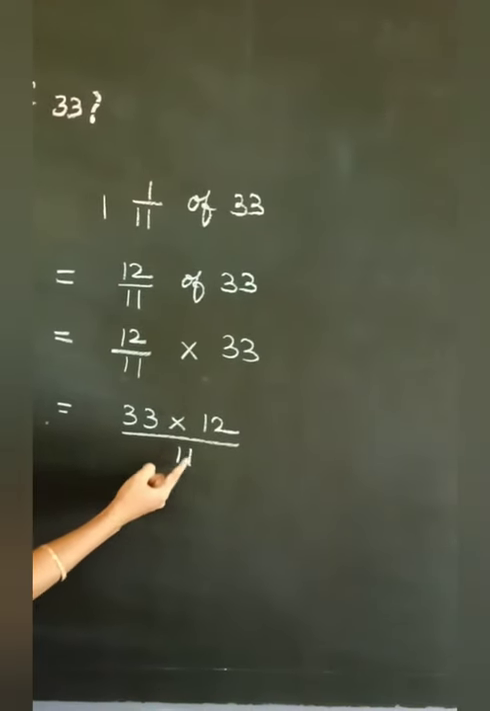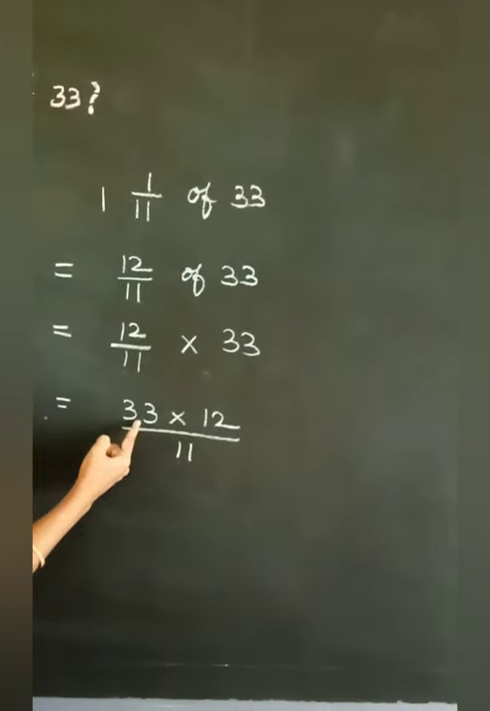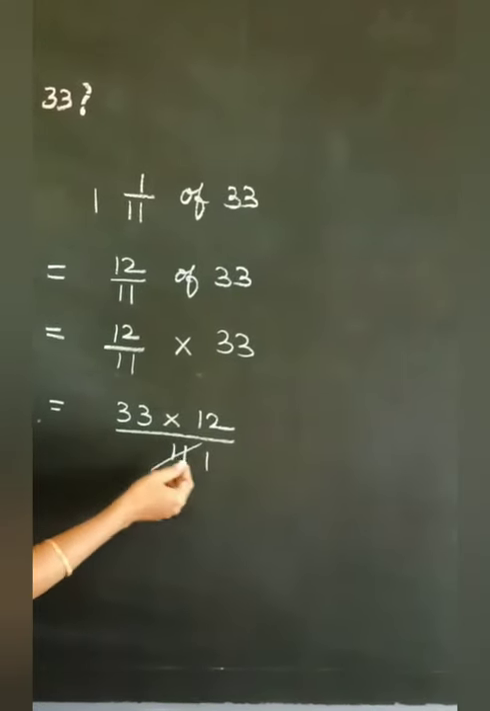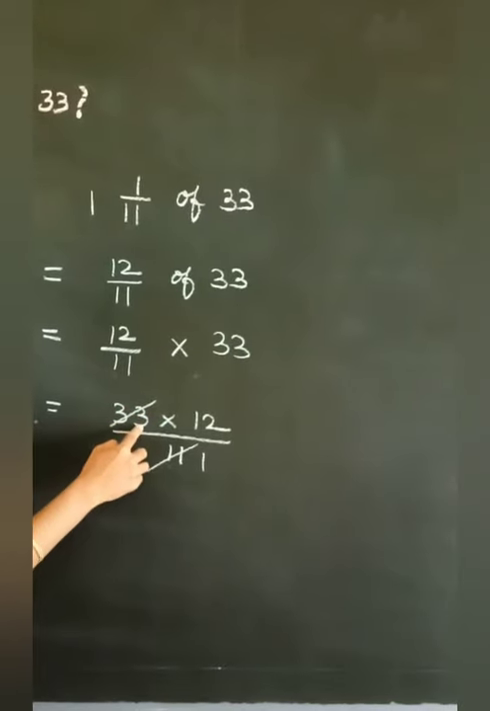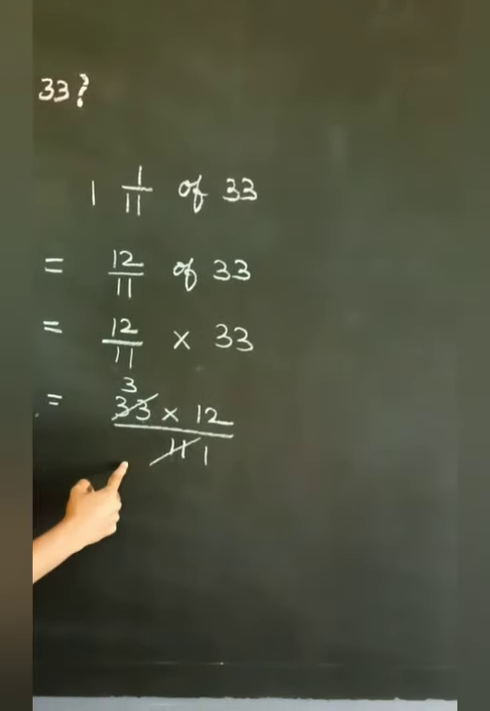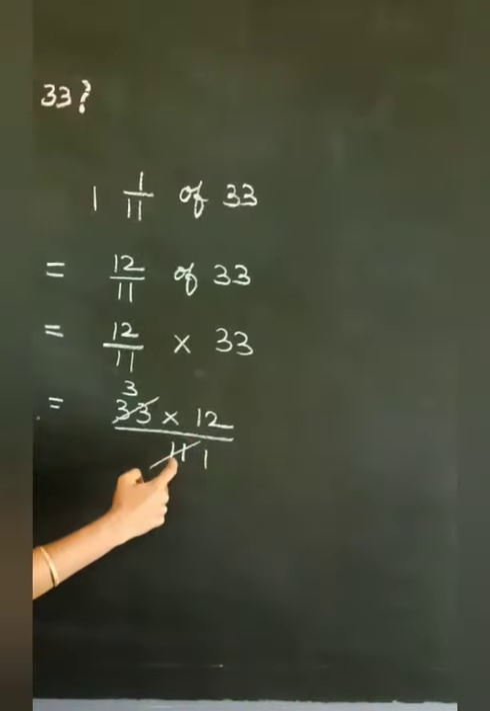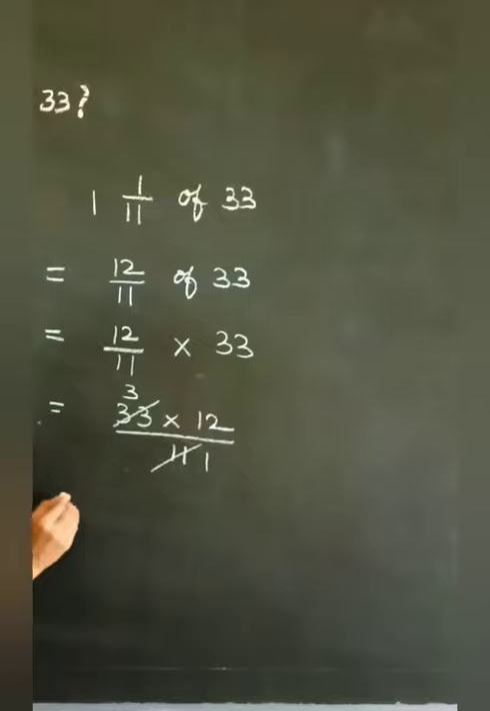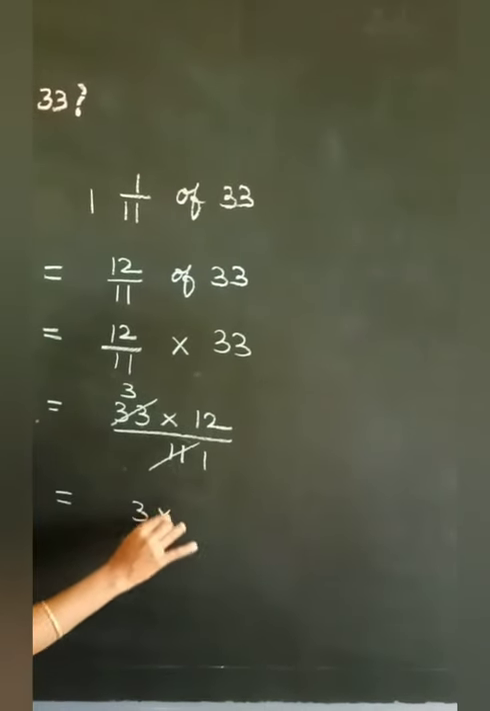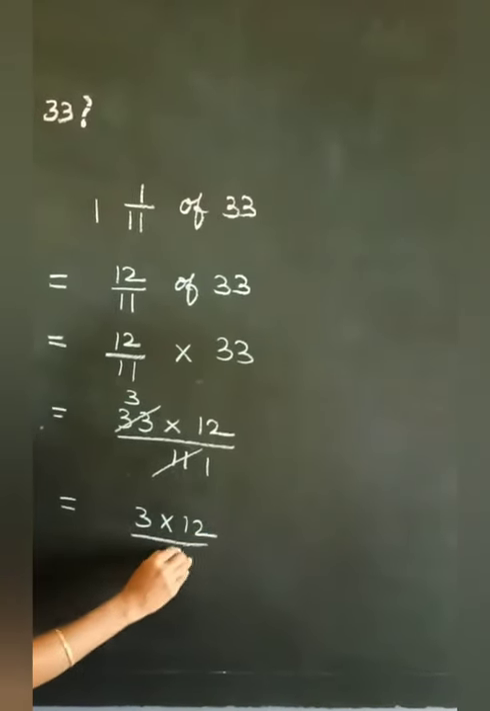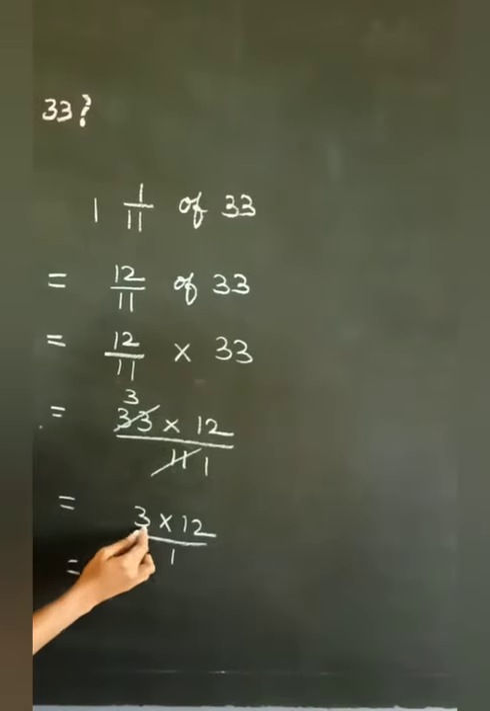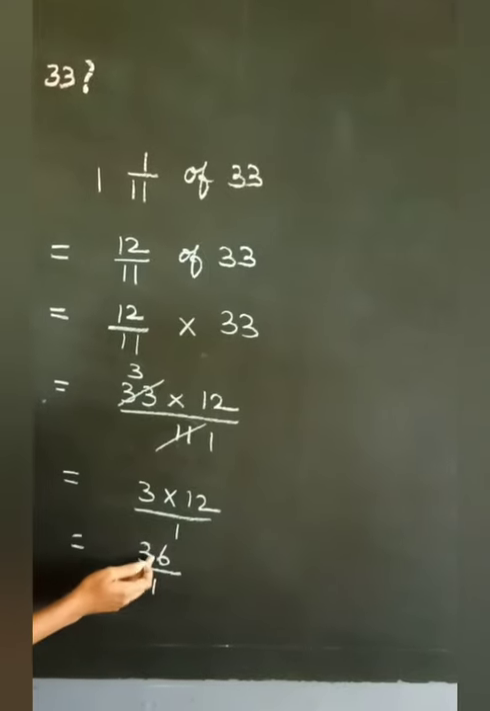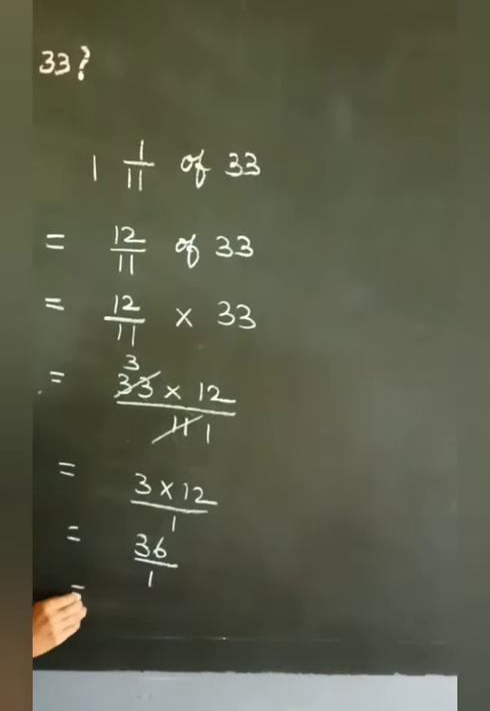It is possible to cancel in the 11 table 33? Yes. In 11 table how many times 11? 1 times. In 11 table 33 how many times? 3 times. Which table we are using here? 11 table. In 11 table it is possible to cancel 12? No. So just we have to simplify and get the answer is 3 into 12 divided by the denominator is 1, which is equal to 3 into 12. 3 12s are 36 divided by 1. 36 divided by 1 we get the answer is 36.